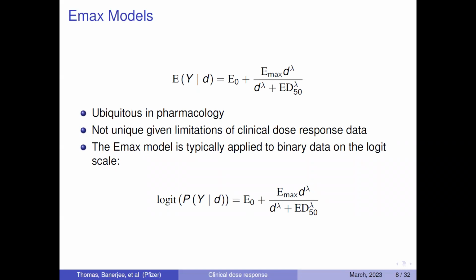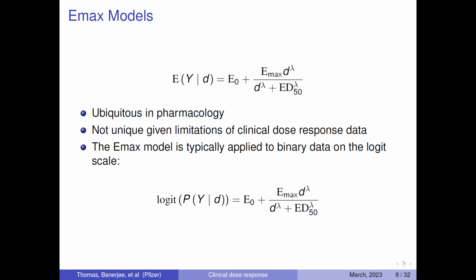I'll describe it first for continuous data. It just says the expected response for a continuous variable y given dose, which we denoted d, is given by this function on the right, which has 4 unknown parameters: E0, Emax, lambda, which is called the slope or the power or the Hill parameter. All 3 of those names get used. And then there's the ED50.